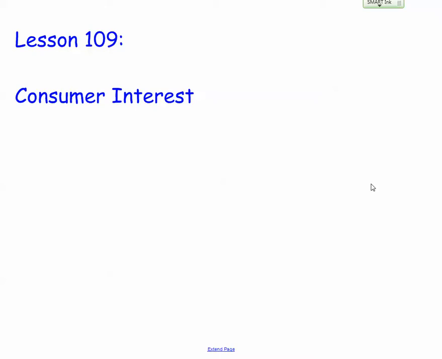Today we're going to talk about consumer interest. Basically, talk about how interest and payments, differences in payments, can affect how much you pay for something over time when you borrow money. So here we go.